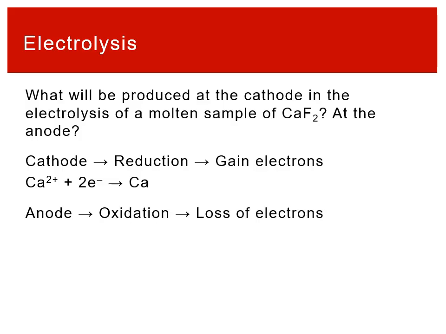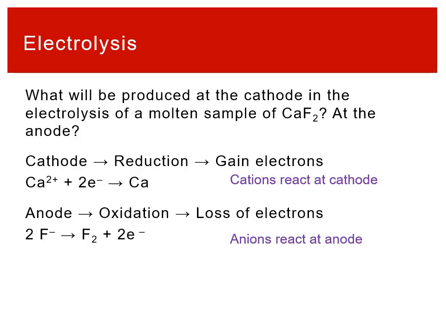For the anode, that would still be oxidation. Oxidation is loss of electrons. And so the anions are what can actually lose electrons to become just the neutral element. So in electrolysis, the cations react at the cathode. That's where the name comes from. And anions react at the anode. That's where the name comes from.